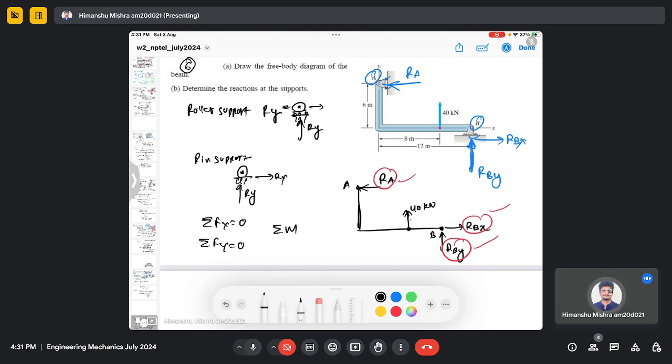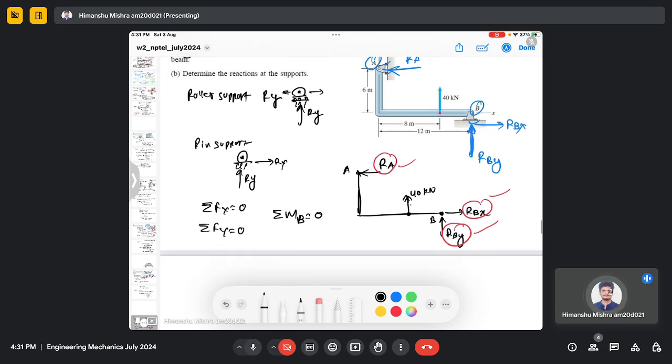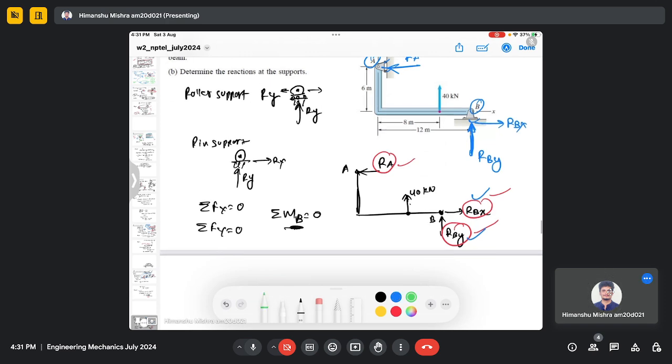And you can take a moment around point B. By inspection, you can see that if you take the moment around point B, the contribution to the moment from this force will be zero, and there will be a contribution only from this and this force. So from this moment equation alone, you can actually find this unknown force, right? Because this is the only force which is contributing to the moment at point B.